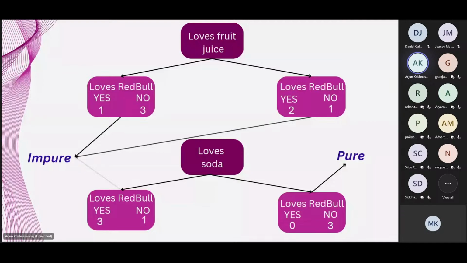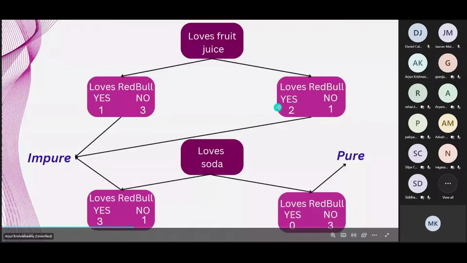Yeah, that is clear here. These three are the impure nodes because they contain a mixture of people, and this is a pure node because it only contains people who don't like Red Bull.